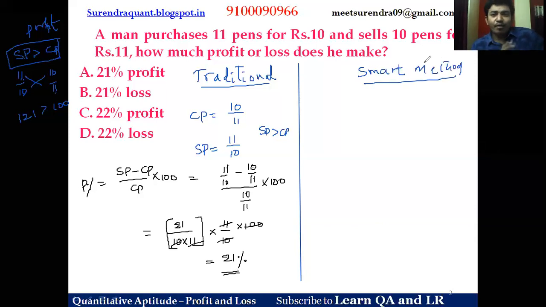If I don't worry about the number of articles, here you are worrying about the number of articles, right? In the first case, the number of articles while purchasing and the rupees. Let us talk about cost price, guys. He purchased 11 pens for 10 rupees. At the time of selling, 10 pens for 11 rupees. So 11 pens, 10 rupees and 10 pens, 11 rupees. This is the CP reference and this is the SP reference.